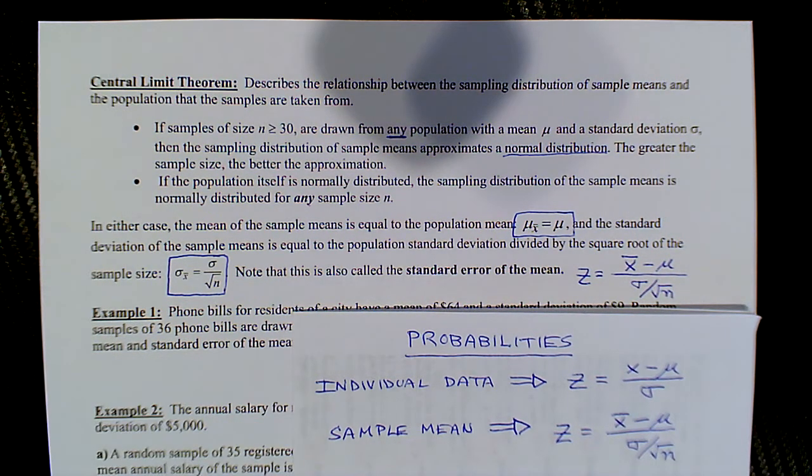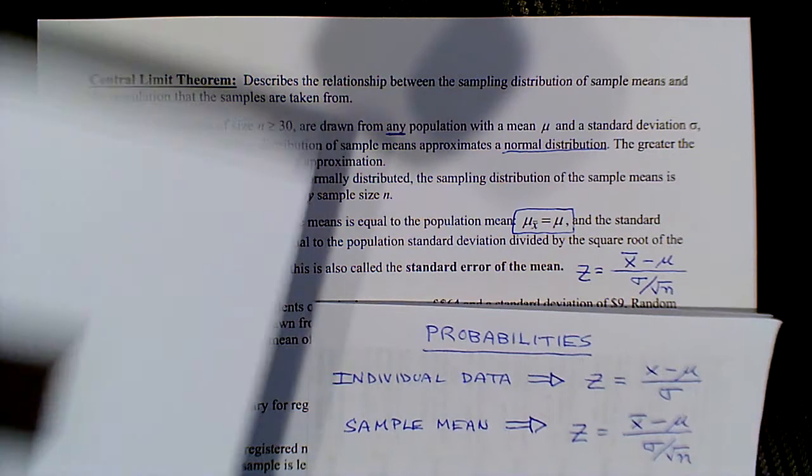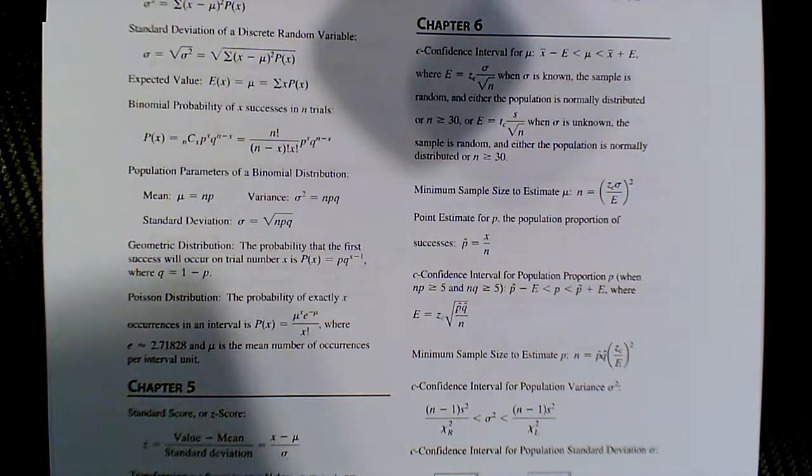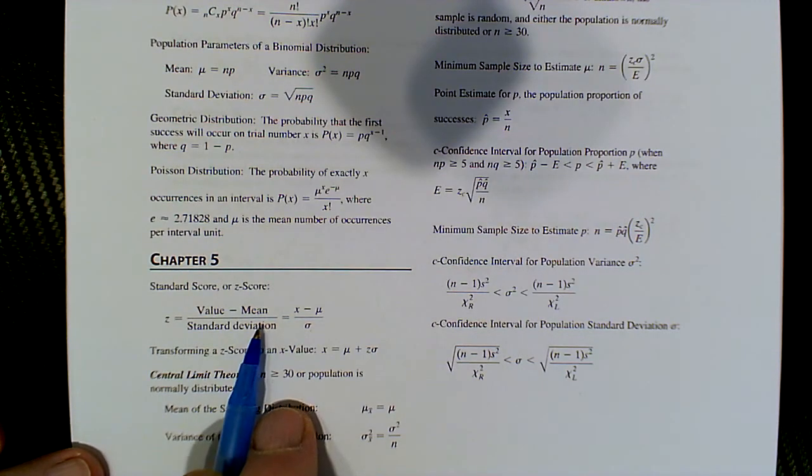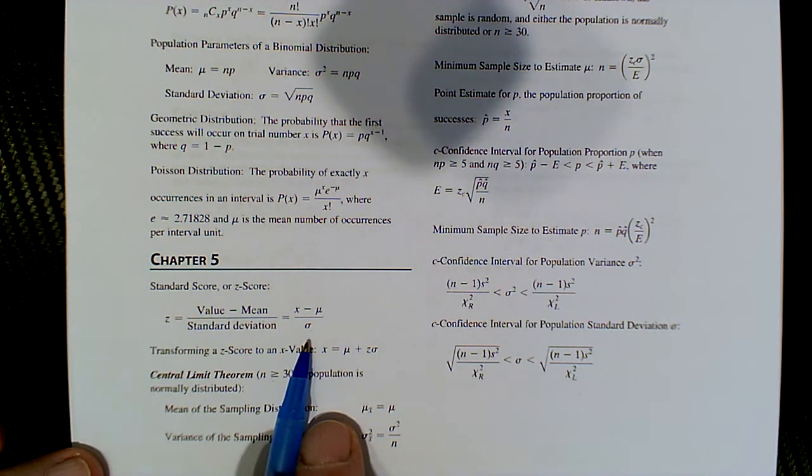And this is illustrated on your formula sheet. If you look at chapter 5 formulas, we have our standard z-score formula, which is x minus mu over sigma.